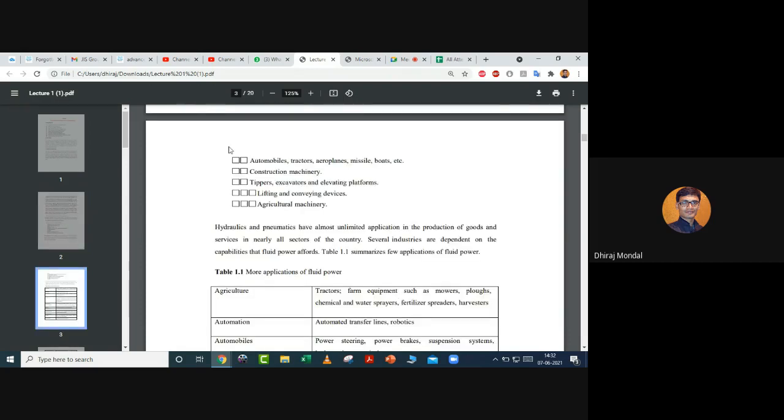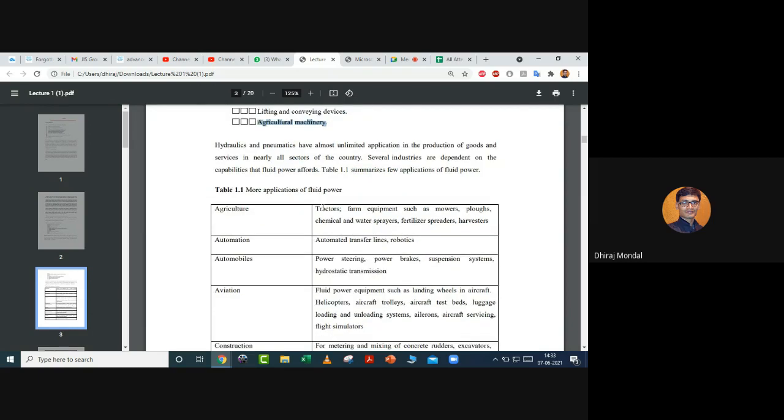You can see these are the applications: automobile, tractor, airplane, missile, boats, etc. These are the mobile elements. Here we are using this particular fluid. And construction machinery, excavator and elevating platform, lifting and conveying devices, agricultural machinery. So these are the moving elements.